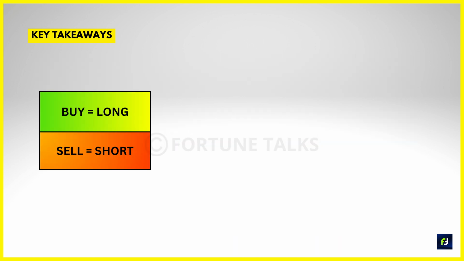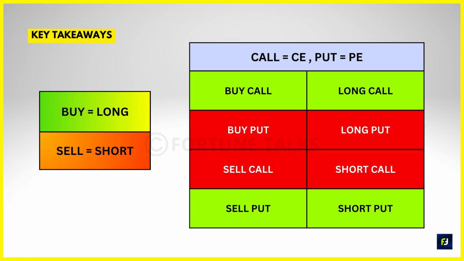So when you buy an option, it is also called a long position, and when you sell an option, it is also called a short position. Going by that, buying a call option and buying a put option is called long call and long put position respectively. Similarly, selling a call and selling a put option is called short call and short put respectively. So as I mentioned before, the abbreviation for call option is CE and that for a put option is PE.